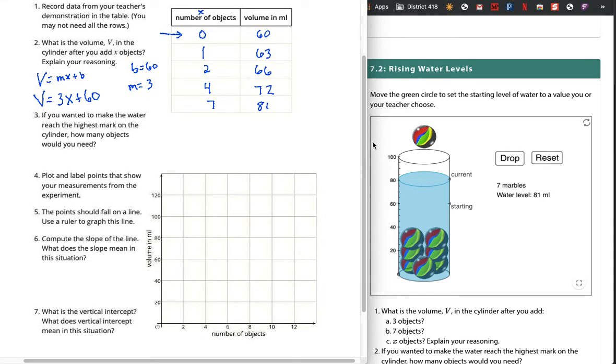If you wanted to make the water reach the highest mark on the cylinder, how many objects would you need? So the highest mark on the cylinder is 100, okay? And if I wanted to get that all the way up to 100, how many would I need to add in? Well, just keep adding 3 every time.